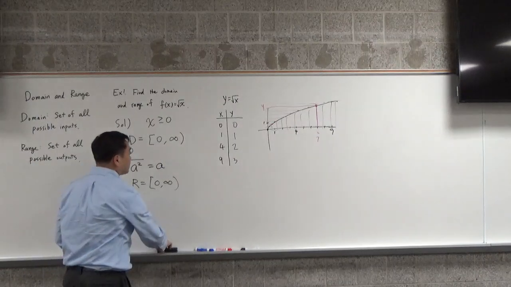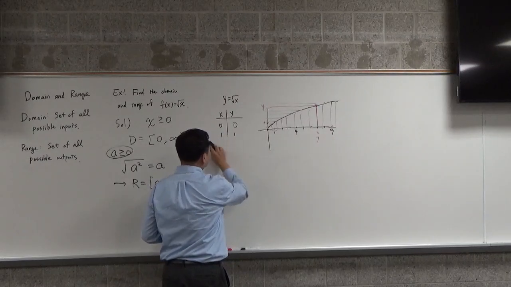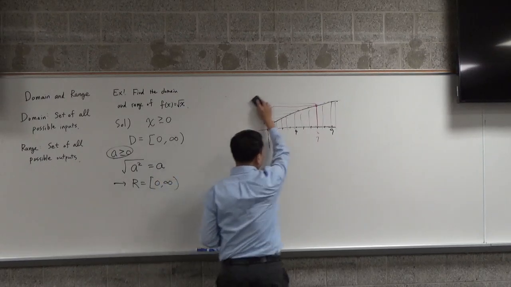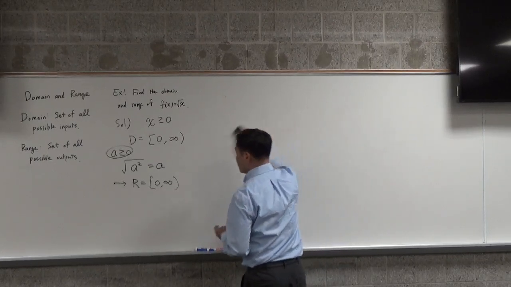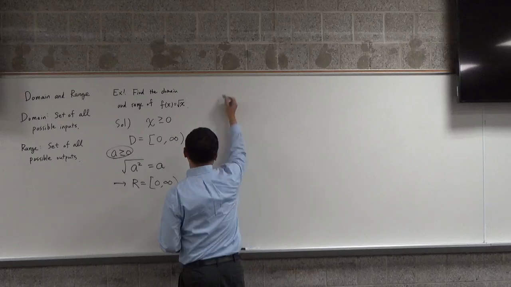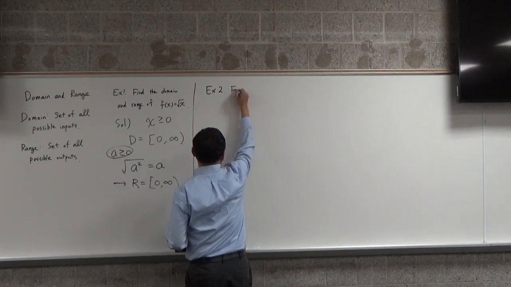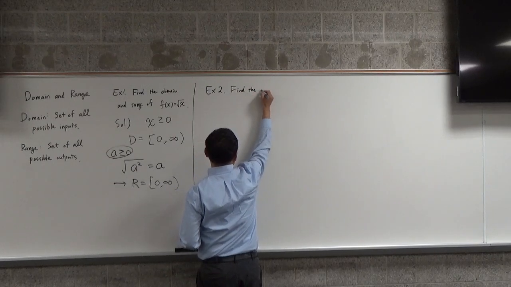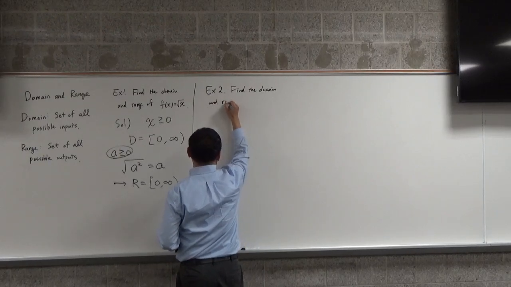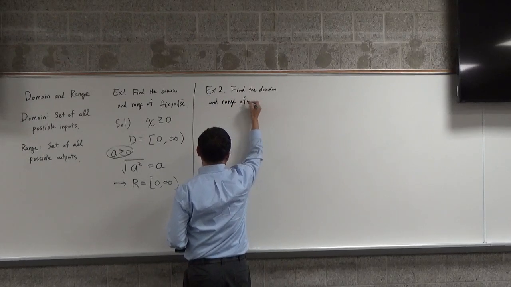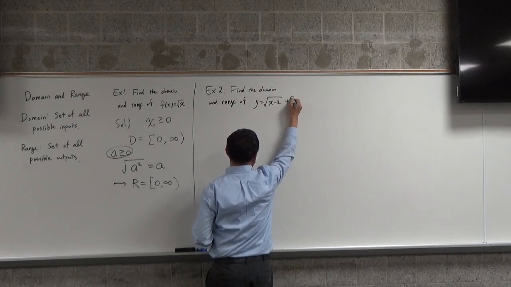All right, so if you're convinced with this reading of the graph, let me give you a slightly challenging example. Example 2: find the domain and range of y equals the square root of x minus 2, plus 5.